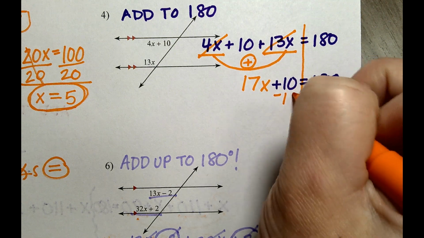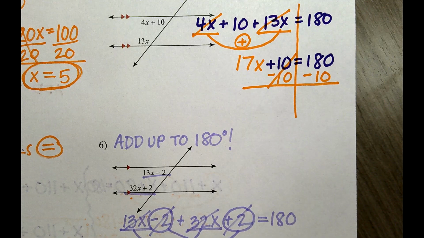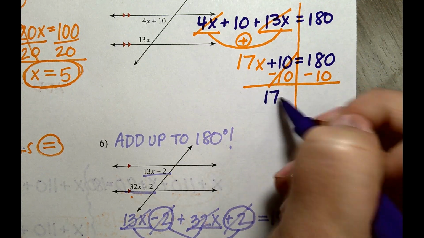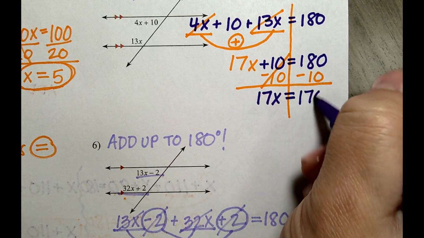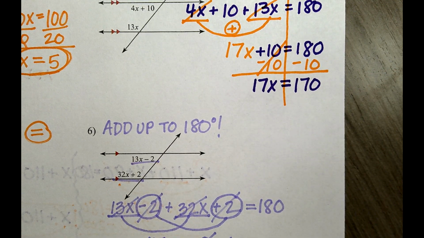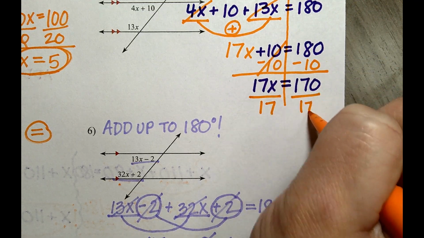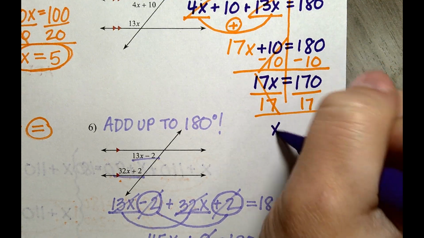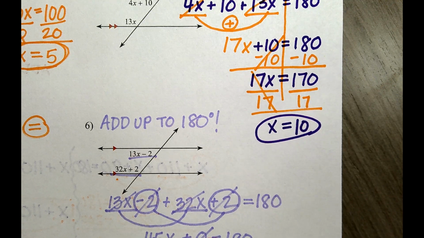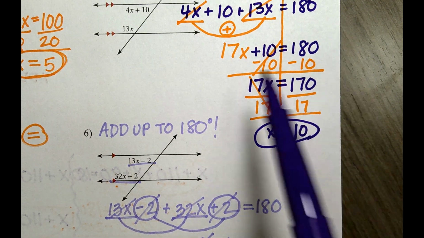Minus 10 on both sides. Good. Okay, so that canceled my 10s. I'll bring everything down. 17x equals what? 170. And there's one more step. Divide. Yes, divide by 17. Okay, x equals 10. Okay, what I did instead, I subtracted 10. I got rid of 10 first. Okay, subtracted 10 first. Great, that's one of the steps we took.